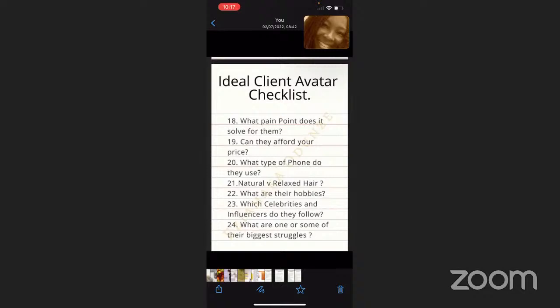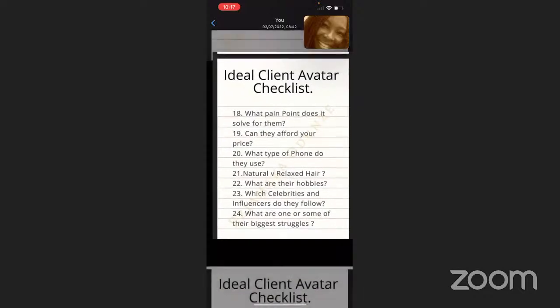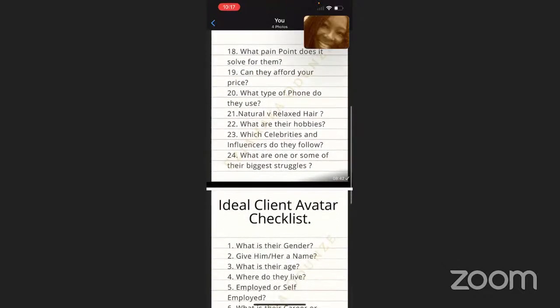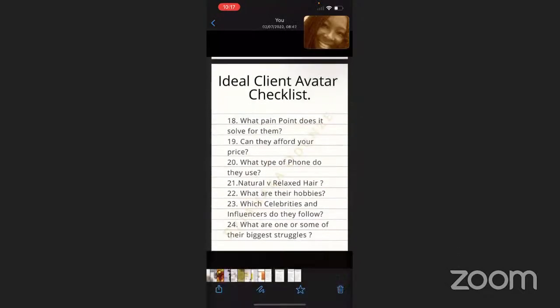Are their hair natural or relaxed? Also very important, so that you also know the kind of product to give them and the kind of people they are. Then number 23, what celebrities and influencers do your ID clients follow?